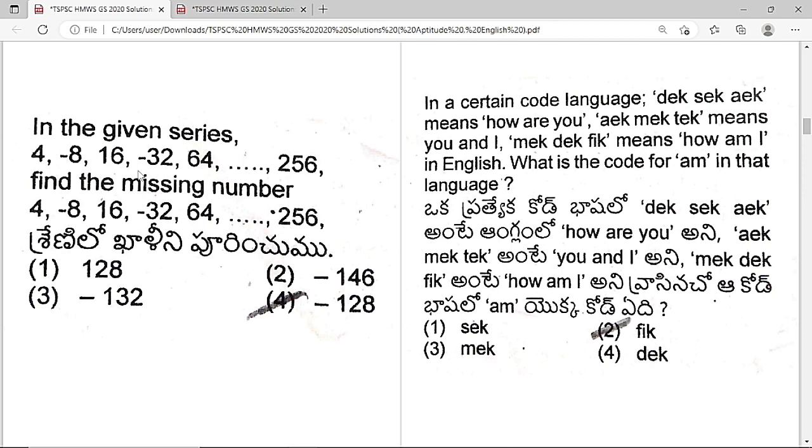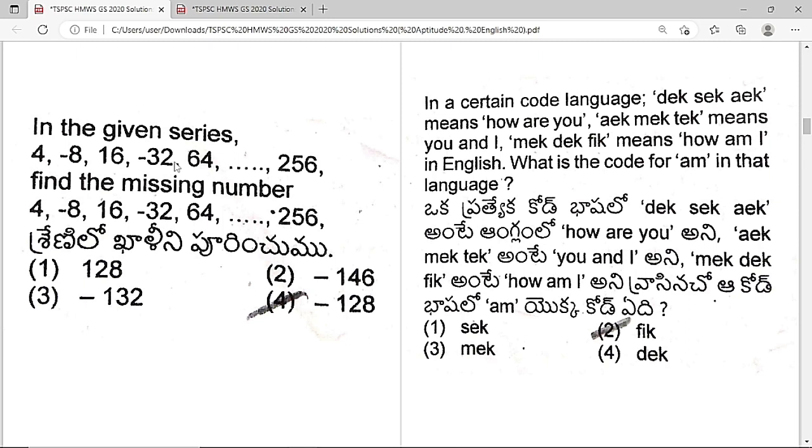See the question here. In the given series, 4, minus 8, 16, minus 32, 64, up to the next number is dash, comma, 256. So find the missing number. Basically, this number we need to figure out: 4, minus 8, 16, minus 32, 64, then the missing number, then 256. Among the four options, option D, minus 128, is the correct solution of this question.